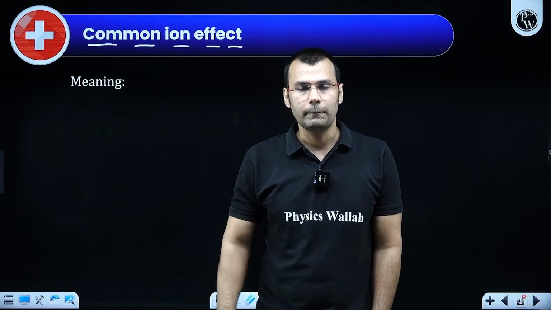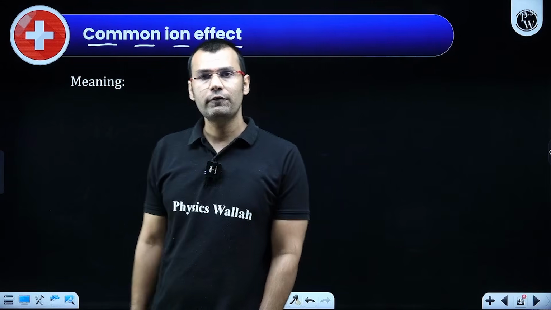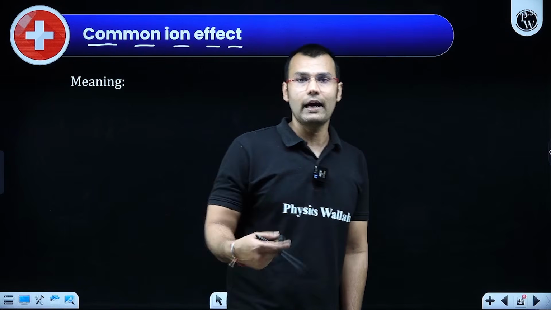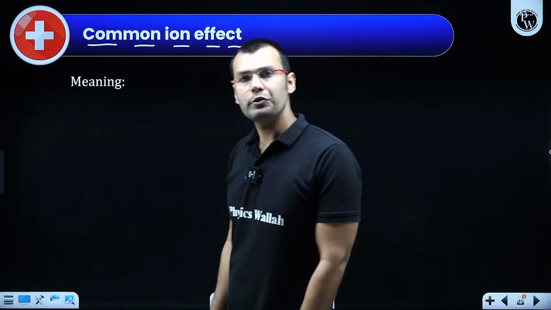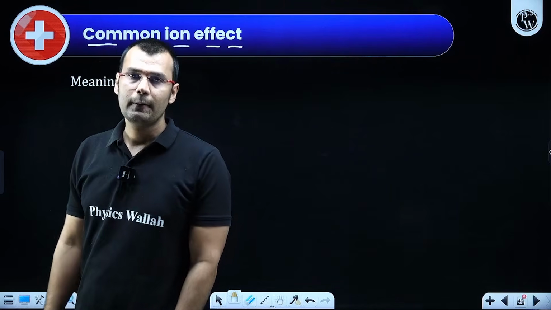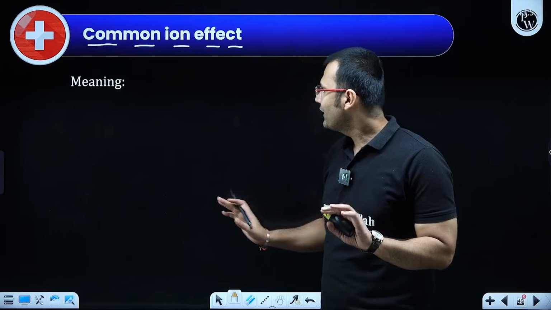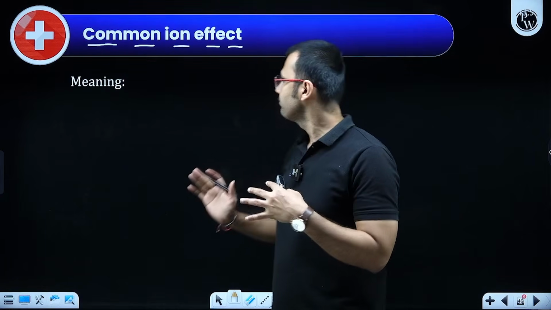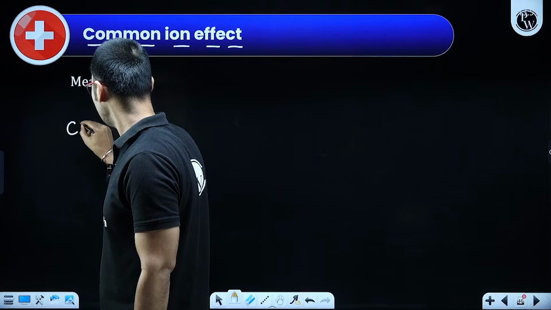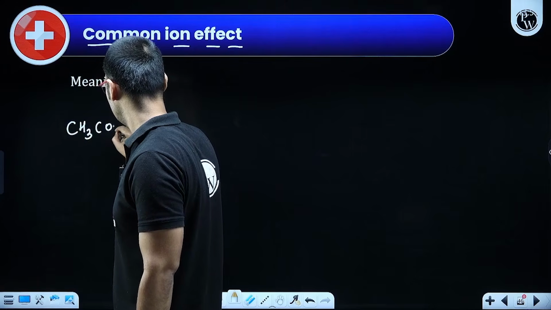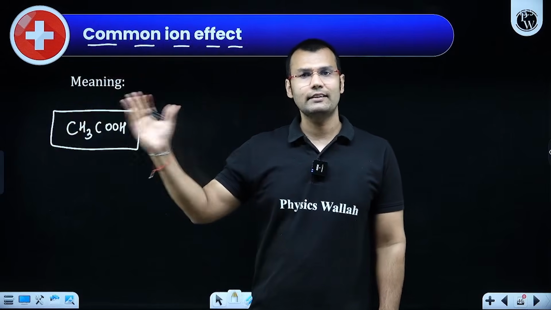The point is very simple. If you have a weak electrolyte, and in the solution of the weak electrolyte you add some common ion, of course the common ion will be added with the help of a strong electrolyte, right? So in the solution of a weak electrolyte, you add a common ion by adding a strong electrolyte. The point is very simple here. Like if I take any weak electrolyte, let's say I have taken again the most common one, acetic acid, right? So if I take a pure solution of acetic acid, like acetic acid plus water, right?